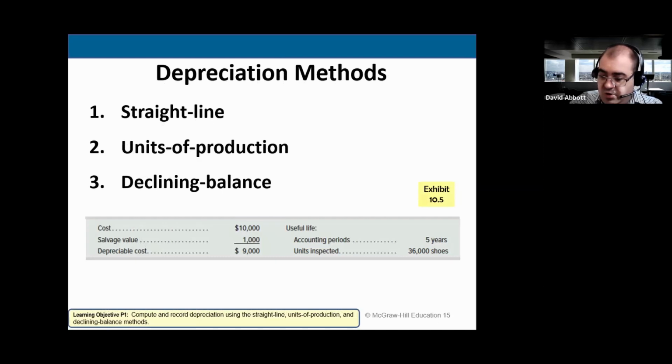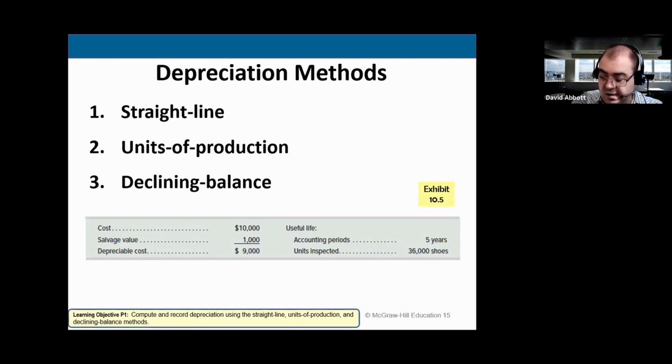Okay, depreciation. Depreciation methods are used to allocate the plant asset's cost over its useful life. The most frequently used method is the straight line method. The units of production and double declining methods are also commonly used. We explain these 3 methods in this section. The computations in this section use information about a machine that inspects athletic shoes before packaging. Manufacturers such as Reebok and Adidas use this machine. Data for this machine is presented on this slide.